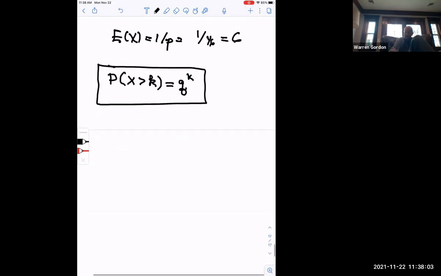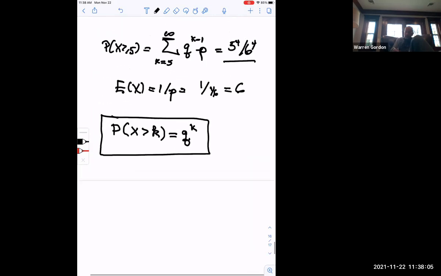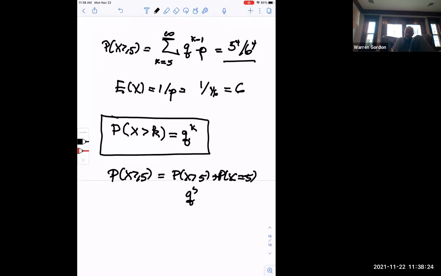So in fact, if the problem that I gave you a moment ago was the probability that x is greater than or equal to 5, you could have just said that equals the probability that x is greater than 5 plus the probability that x equals 5. This would be q to the 5th, and then you can figure out that x equals 5. This one you can figure out immediately by yourself and get the answer. So that's just an observation.